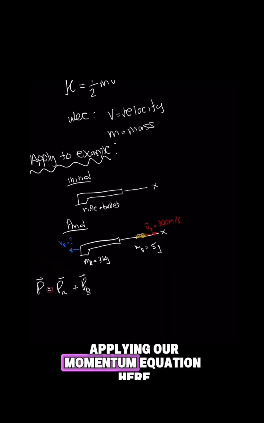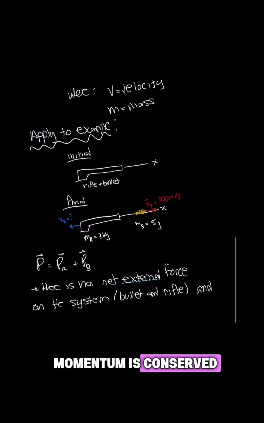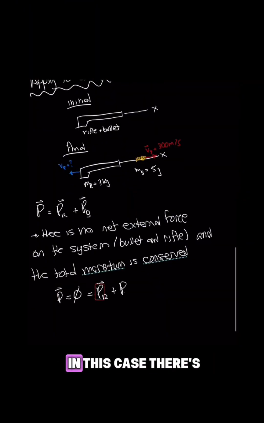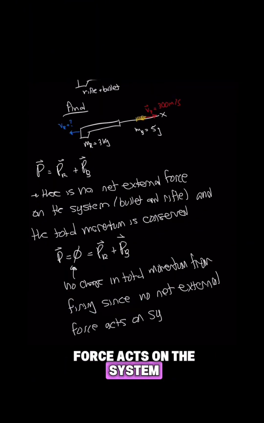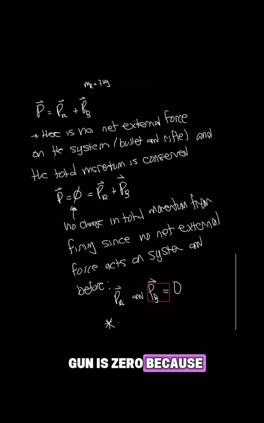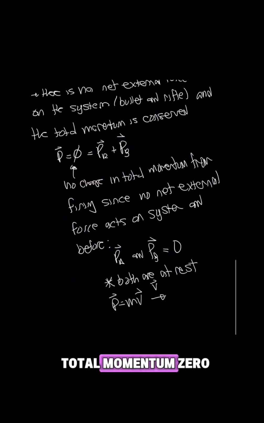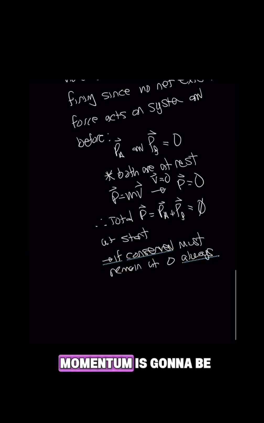So we start by applying our momentum equation, knowing that there's no net external force on the system. So that means the total momentum is conserved. The total momentum is equal to 0. In this case, there's no change in total momentum from firing since no net external force acts on the system. It's 0 because if we look at the situation before the gun fires, the momentum of both parts, the bullet and the gun, is 0 because they're both at rest. So the total momentum is 0, and if it's conserved, it must remain at 0 always. So the final total momentum is equal to 0.